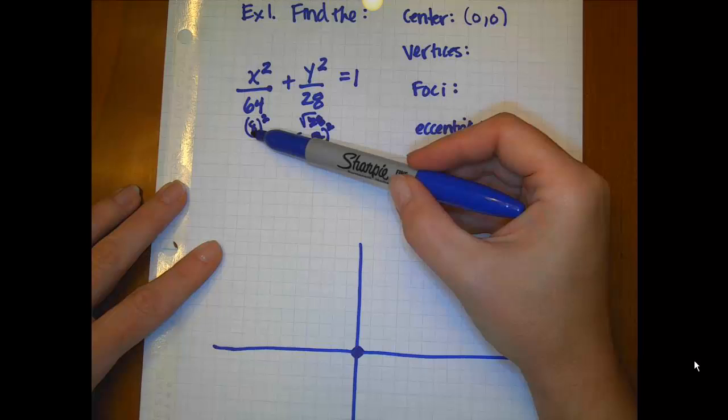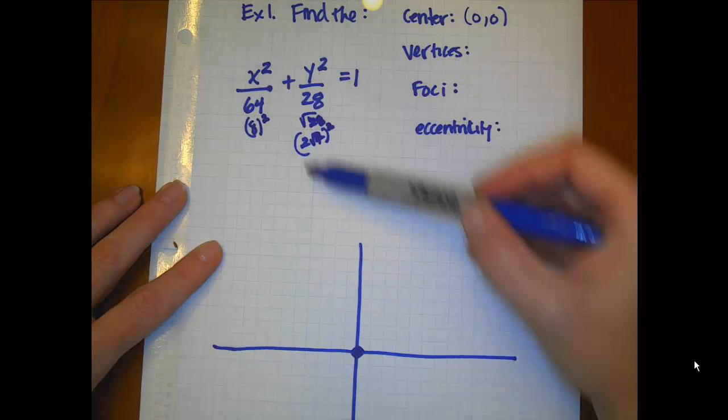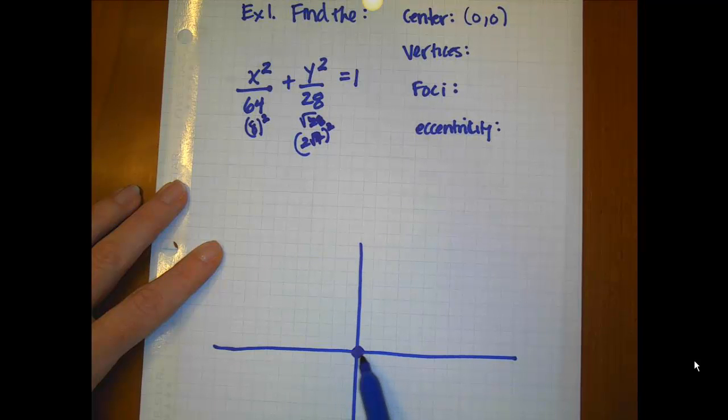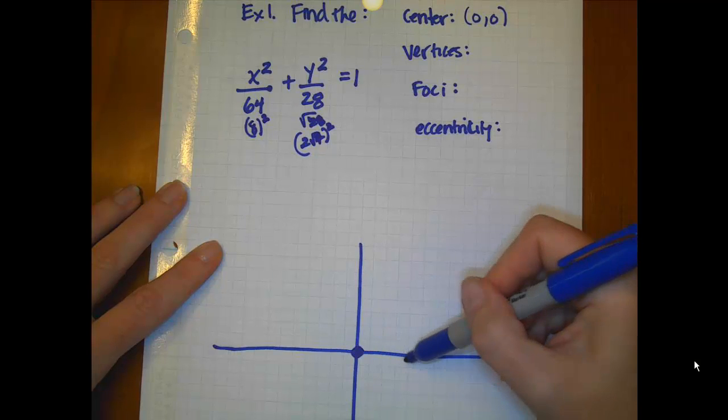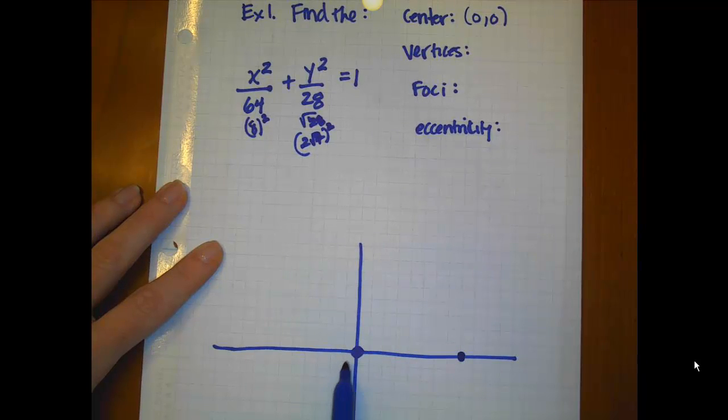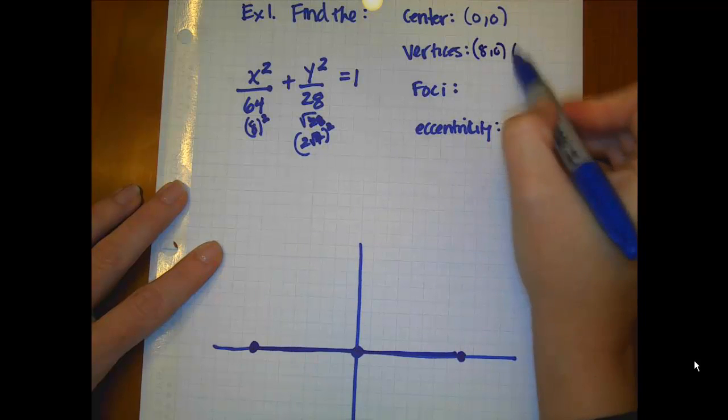So if I want to make a quick sketch so far of what I have, I know that if I go from the center 0, 0, and I go 8 units to the right, and I go 8 units to the other side of the center, what I just graphed right here is my major axis. So since this is my major axis, I know that my vertices fall at 8, 0 and at negative 8, 0.